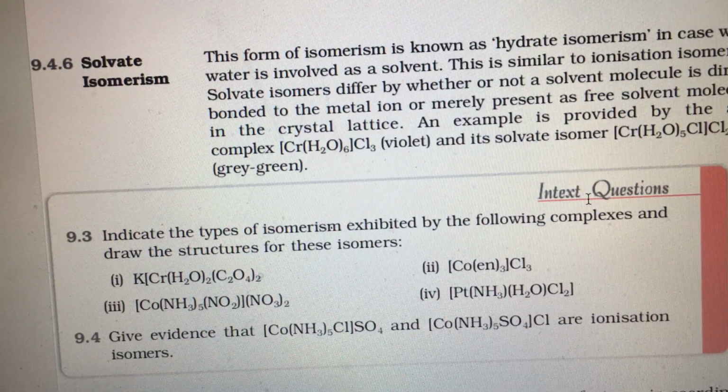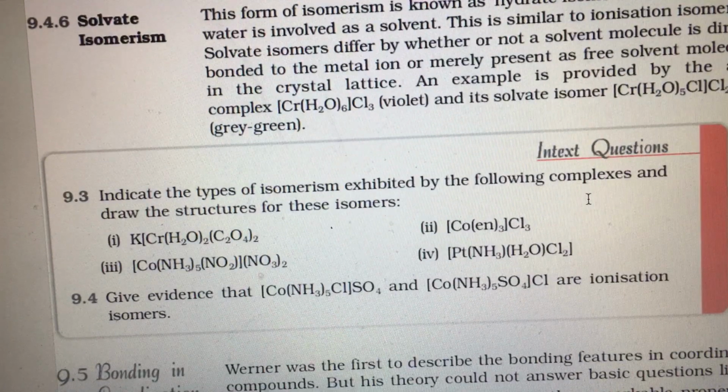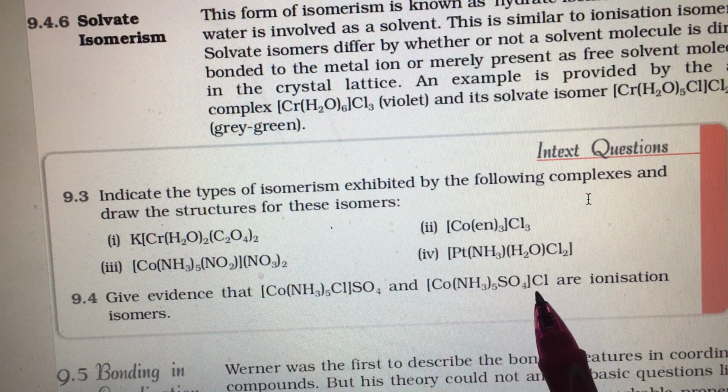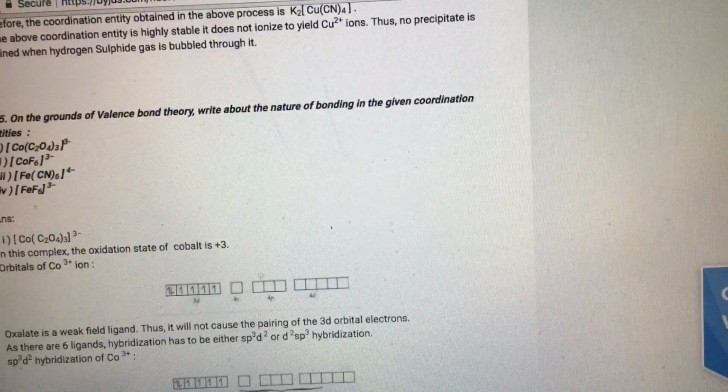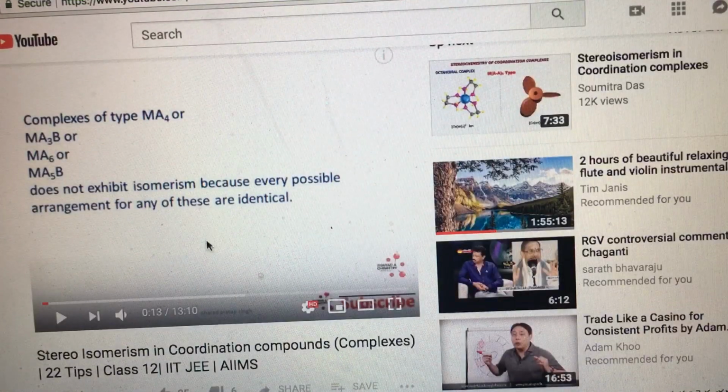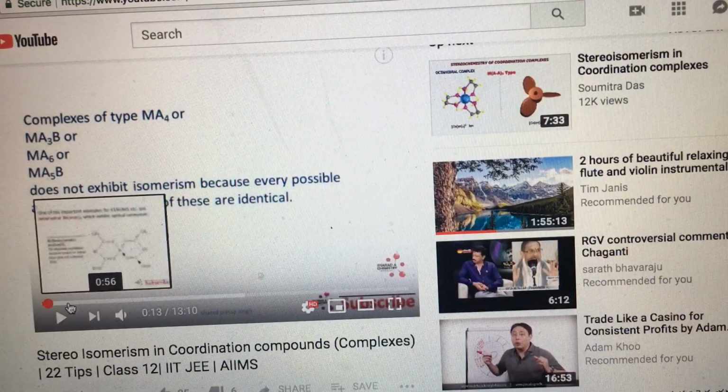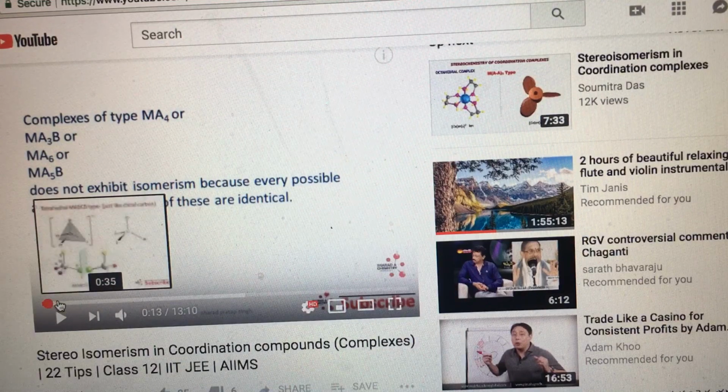Now, give the evidence that these compounds are ionization isomers. I just now said if you add barium chloride it will give white precipitate, if you add silver nitrate it will give white precipitate. Now we try to look at this point of time some important milestones in our discussion. Okay, here it is. First milestone. Please notice everything, I want you to carefully observe and these are important.